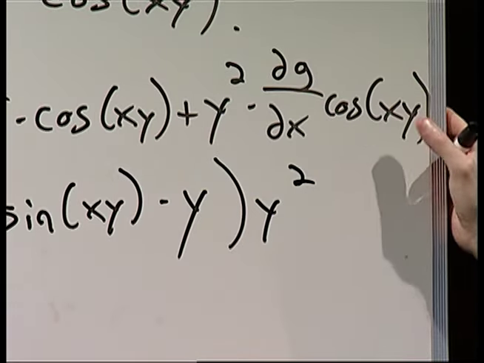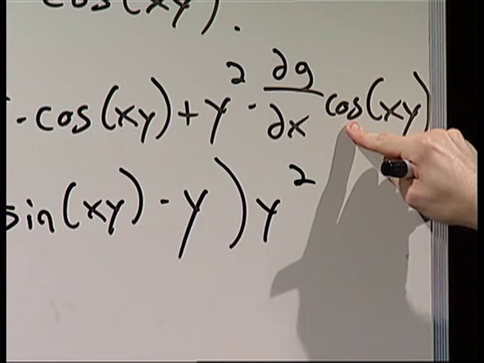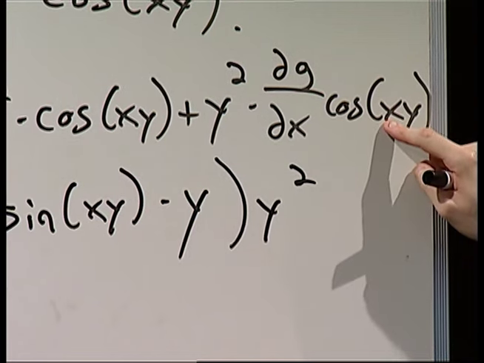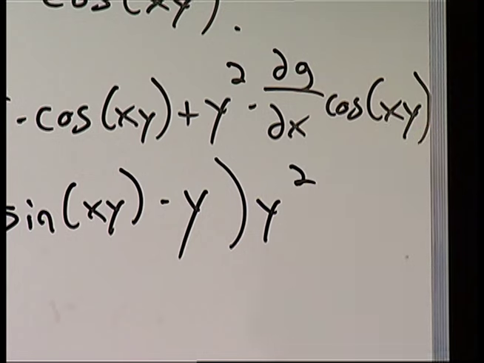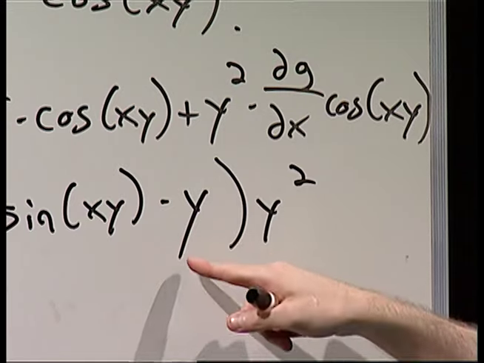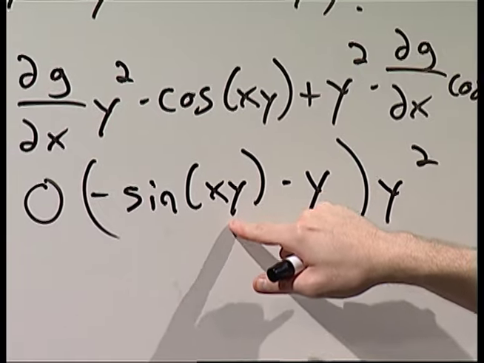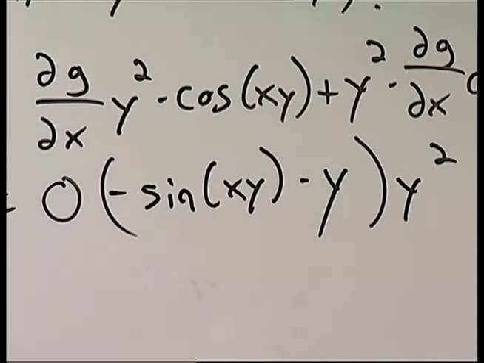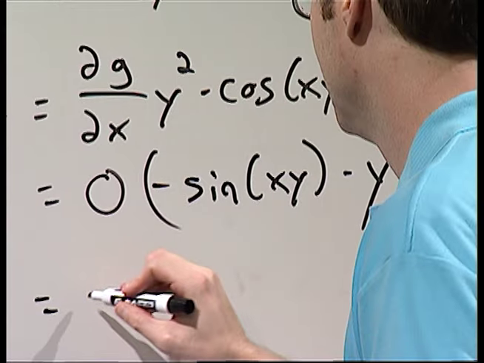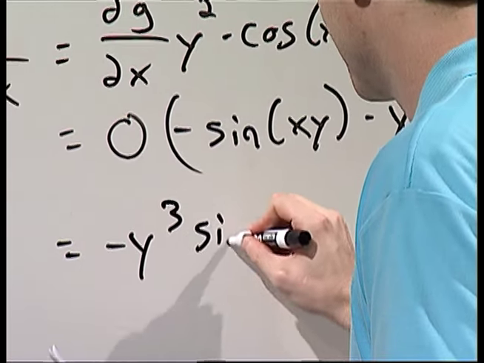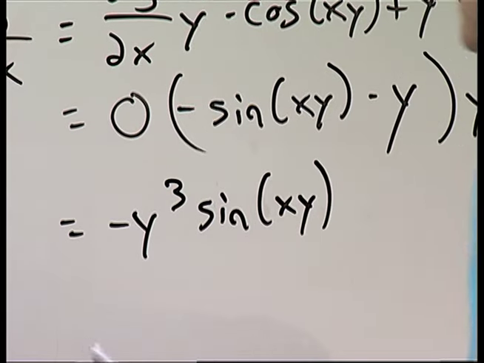So again, this is like saying cosine 3x, right? Its derivative is going to be negative 3 sine 3x. This is playing the role of 3, right? There it is, the inside again. Everything else is the same. So this winds up being negative y cubed sine xy, like that. Right? So that's treated like a constant.